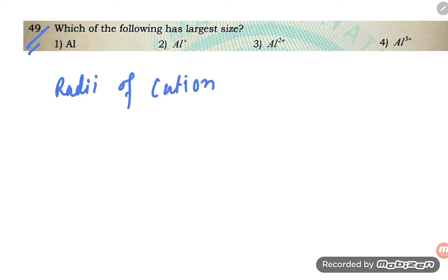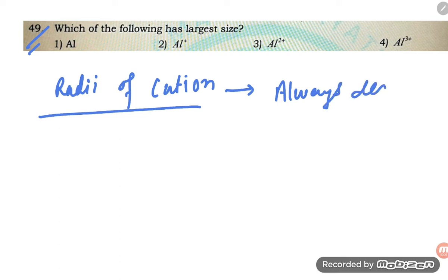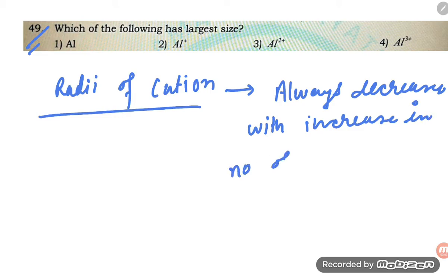Radii of cation always decreases with increase in number of cations, right, students? This point you keep in mind. So this is the first point, and the second point is what?